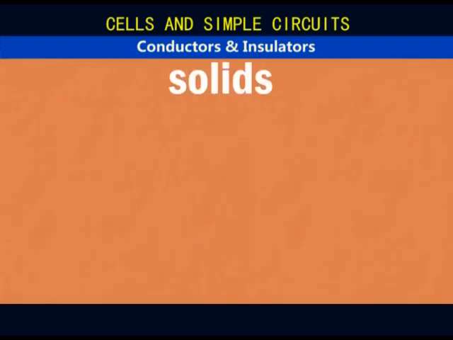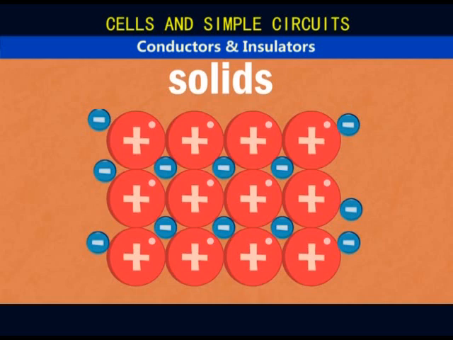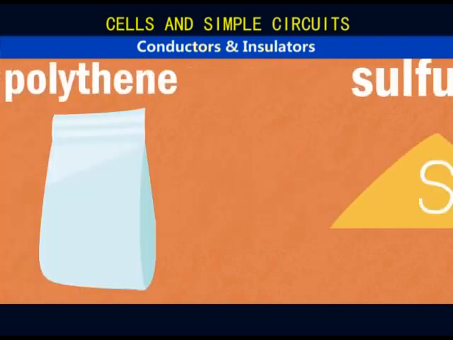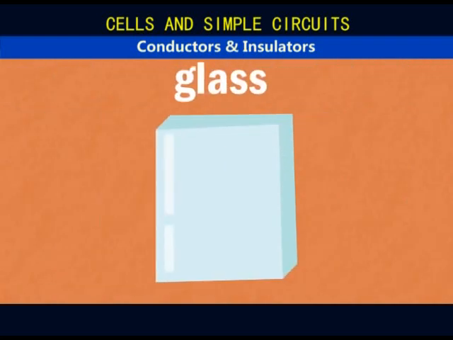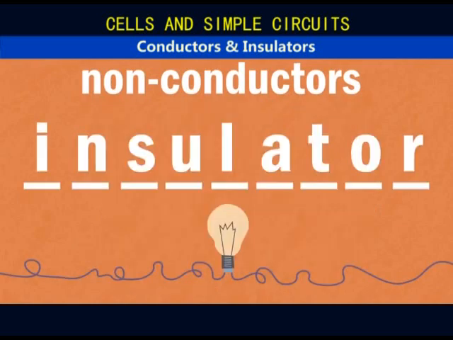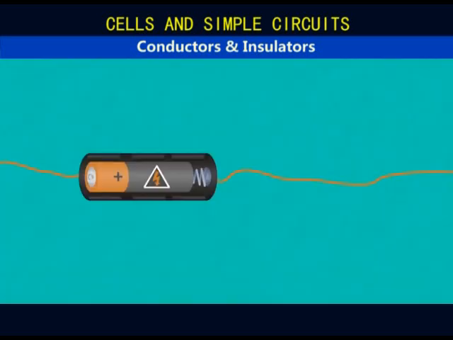Most solids, however, have tightly held electrons which are locked in chemical bonds, so they do not move around. Examples include solid salt, sulfur, polythene, and glass. These are non-conductors. They are used as insulators around conductors to prevent electric shock when the cable is touched.